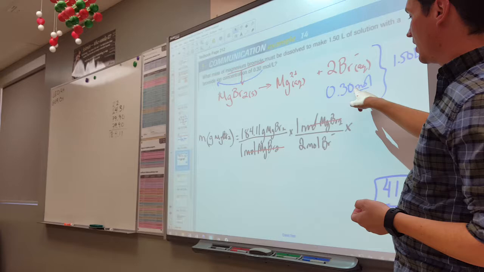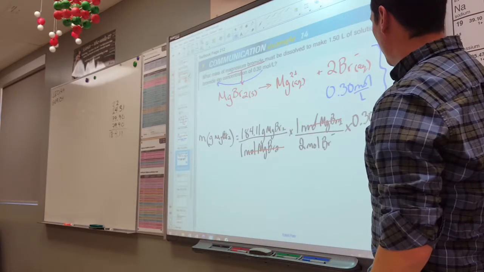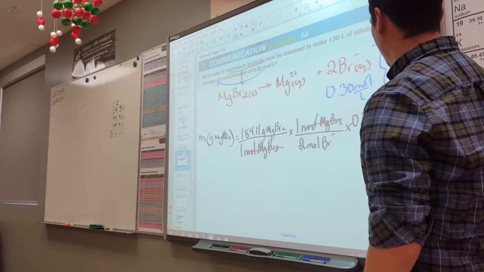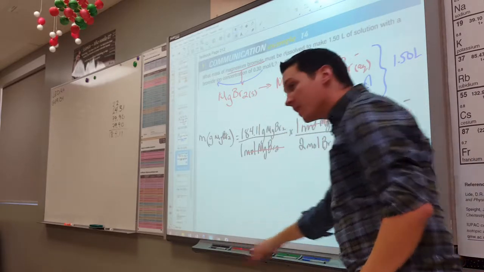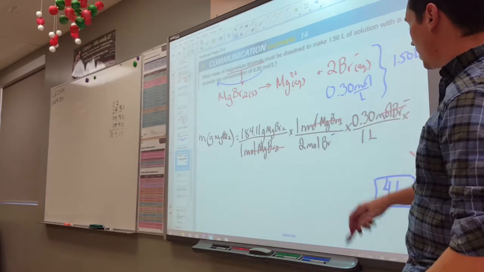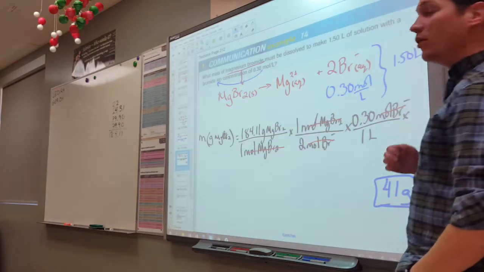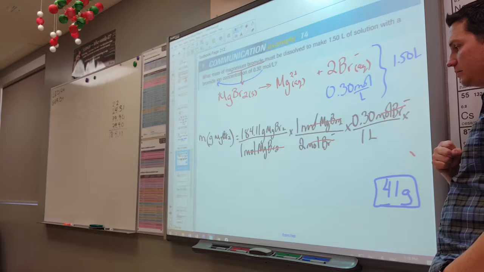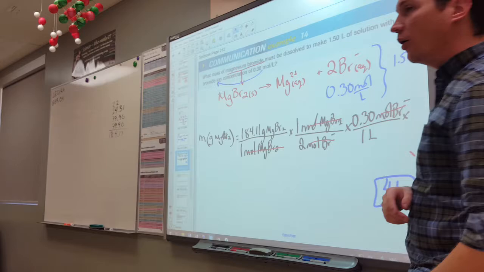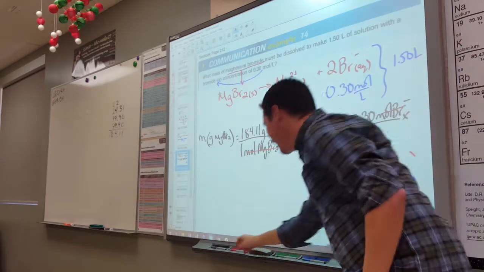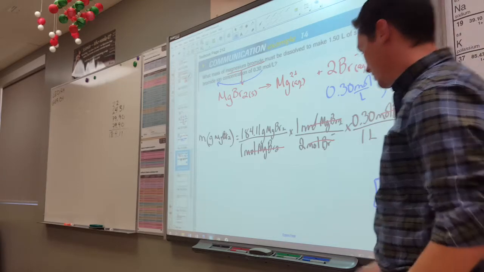0.30 moles of this stuff per liter. 0.30 moles of bromide for every 1 liter. So my moles of bromide cancel out. And what are we left with? Liters. Do you want liters on the bottom? Let's go back to the beginning. Do you want liters on the bottom? No, so what do you have to cancel out? Liters, with our 1.50 liters.